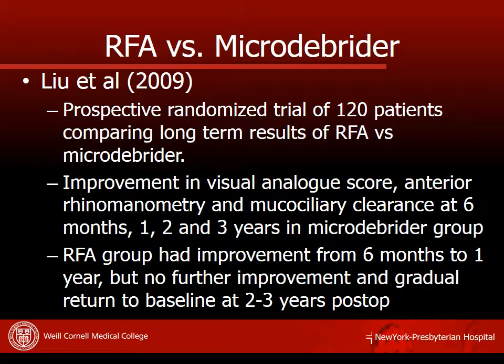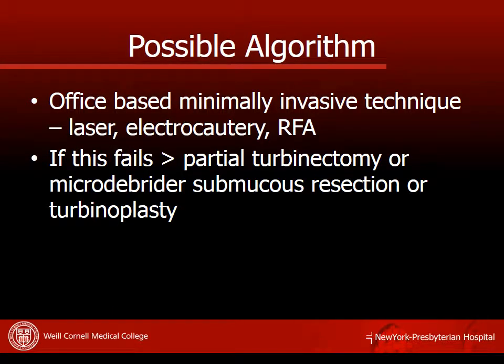So to summarize, while we have many different techniques for inferior turbinate reduction, it seems that the submucosal resection via either a turbinoplasty or microdebrider approach tend to have the longest lasting results. But given that many ENT procedures are performed in the office, there may be a role for performing a radiofrequency ablation, which can be done more easily in the office because there's less bleeding, or electrocautery.